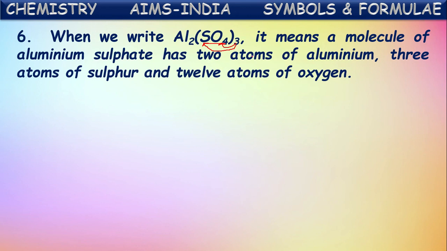Okay. See here: 2 atoms of aluminium, 3 atoms of sulfur, and 3 into 4, totally 12 atoms of oxygen are present in one molecule of aluminium sulfate. Okay.